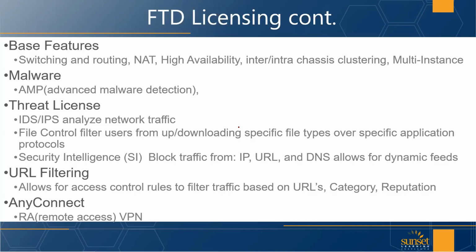The malware license is AMP for advanced malware protection. We have a threat license, which is for IDS, IPS, and file control filters. It does our SI, which we'll get from Talos. We'll show you that. SI for URLs and DNS allows for URL filtering with the URL license, and then AnyConnect remote access VPN. We didn't need all these licenses with the traditional ASA firewall, because we didn't have all these features. We had base features, but we wouldn't look at malware or different threats, and we didn't have URL filtering, so our licensing has become more complex.